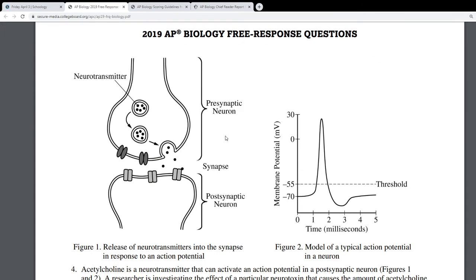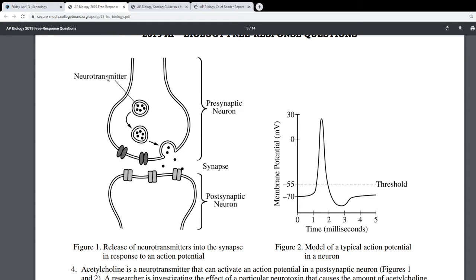Now, this one, sadly, is one that you guys might have a little bit of issue with because the nervous system is also no longer part of the curriculum for this year. But the idea holds true, right? So here is a big image, and it is talking about how these neurotransmitters move down, cross the synapse to the next neuron, right? And it's labeled release of neurotransmitters into the synapse in a response to an action potential. And then figure 2 is showing the model of a typical action potential in a neuron. Membrane potential, the time in milliseconds, and the threshold needed to trigger.